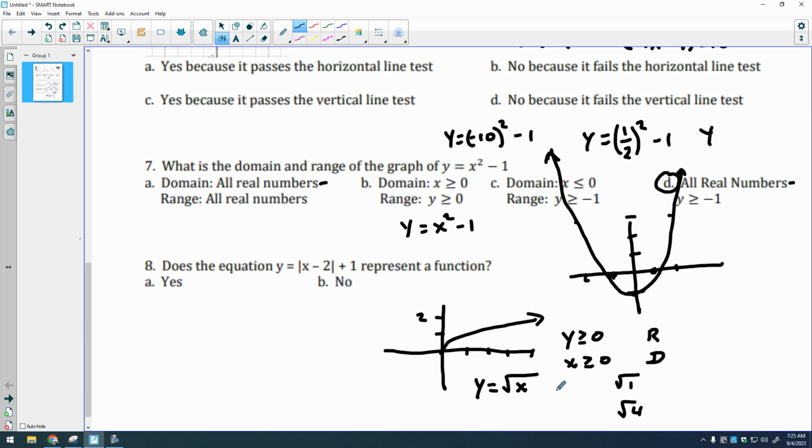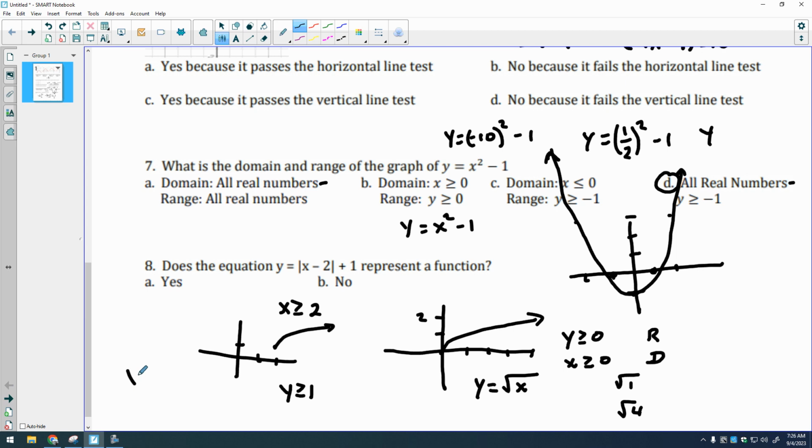My domain is x is greater than or equal to 0. That is my domain. If we were to take this graph, this one right here, and shift it over, let's just say over 2 and up 1, my domain is x is greater than or equal to 2. The smallest x value is 2. There's nothing over here. My range is y is greater than or equal to 1. There's nothing down here. The smallest y value, right? Y-axis, x-axis. The smallest y value is a positive 1. There's nothing down here.